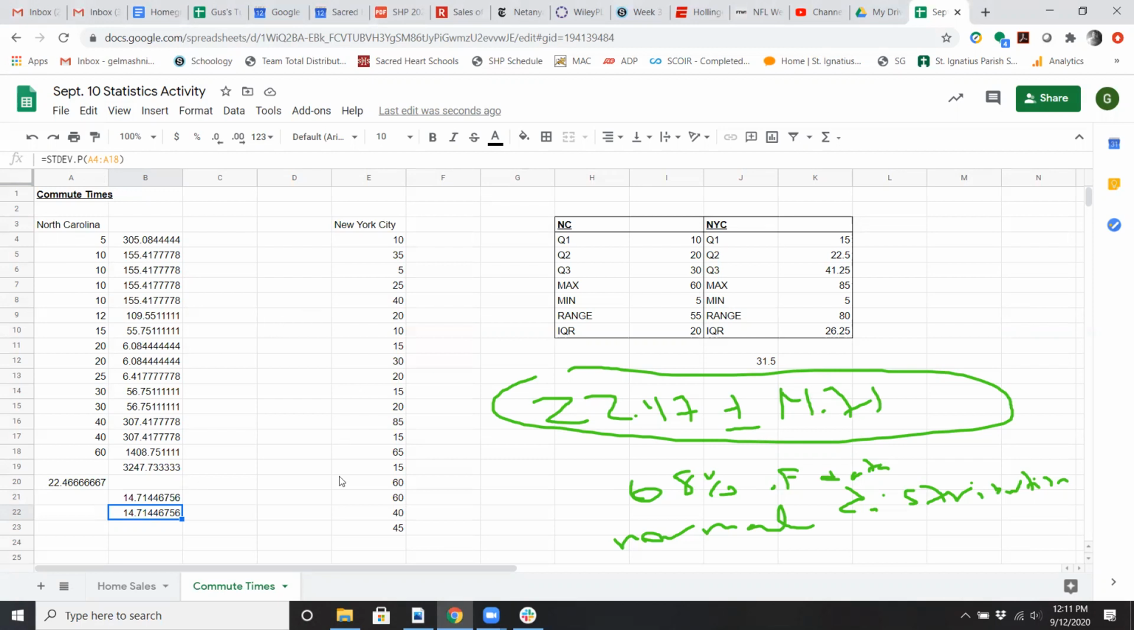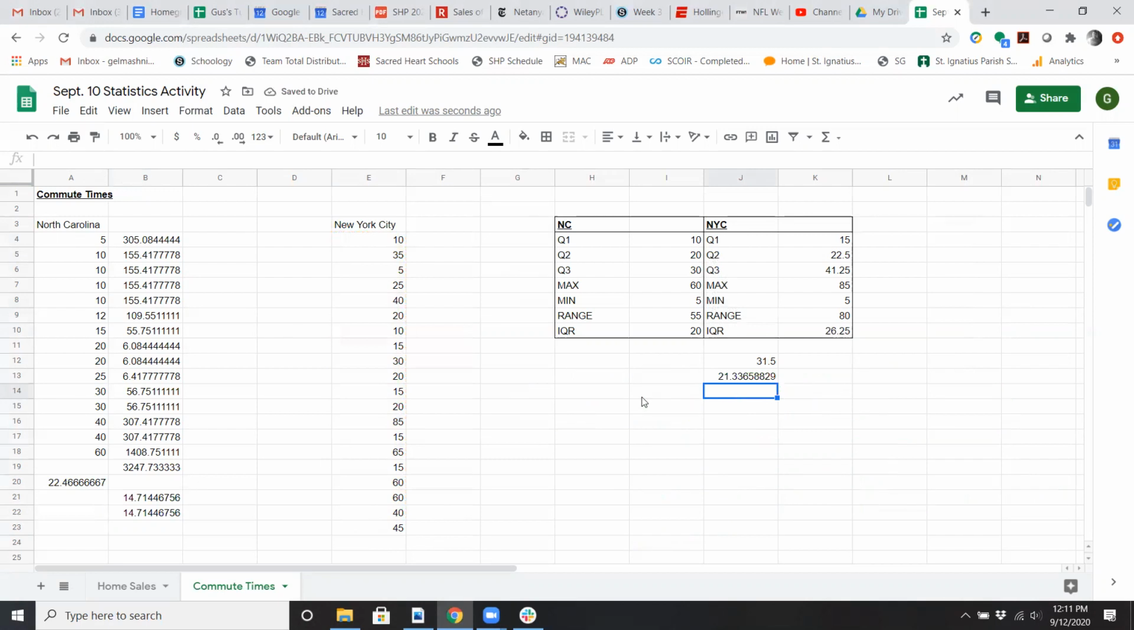Now for New York City, I'll do it right here. Standard deviation.p. Just highlight your cells. And you can see that's a little bit more spread out, 21.36. And again, the assumption is that about 68% of your data should be within 21.33 minutes of the mean of 31.5.